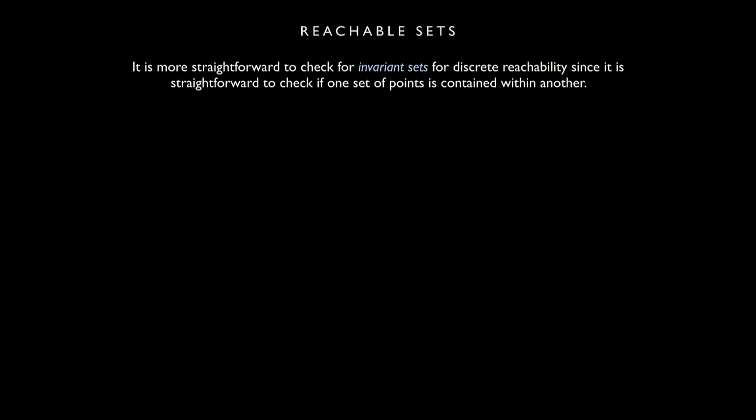Okay. So one thing that's kind of cool about this, though, is that for discrete reachability, it ends up being much more straightforward to check for invariant sets, because our sets are just collections of states now, or collections of nodes in the graph. And so to check if one set is a subset of another, all we have to do is check if a set of states is a subset of another set of discrete states. And so basically what we're saying here is if the reachable set from time step 1 through D is a subset of the reachable set of the previous time steps, then we know that R1 through D is an invariant set. We can't reach any more states from it.